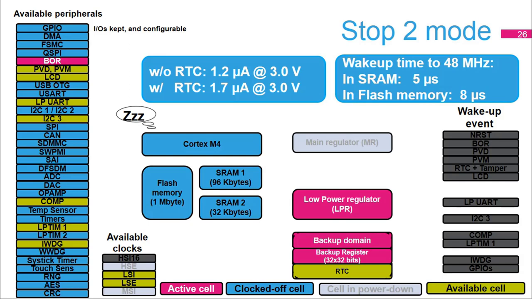The events from all IOs can wake up from stop 2 mode, plus the interrupt generated by the active peripherals. The I2C 3 and LP UART can switch the HSI 16 on during stop mode in order to recognize their wake up condition. The consumption in stop 2 mode without the RTC is 1.2 microamps, typical at 3 volts. The wake up time is 5 microseconds when the system clock at wake up is MSI at 48 MHz and the code is executed from SRAM.